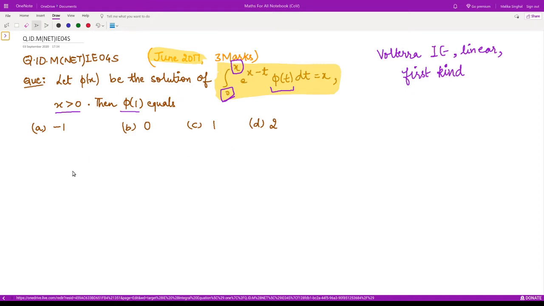So look at this equation closely. What is this? This is the integral from 0 to x of e to the power x minus t, phi of t dt, is equal to x. So here what is the kernel? The kernel K(x,t) is equal to e to the power x minus t. That means it is a function of x minus t. These kinds of kernels are called convolution type kernels.